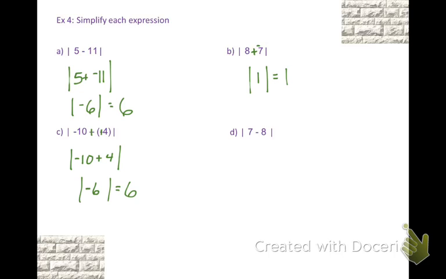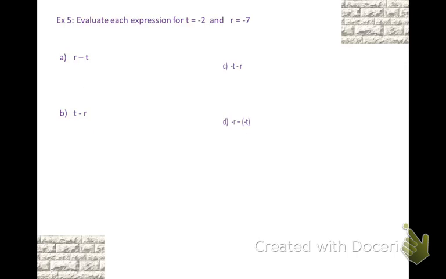D. 7 minus 8, so it's going to become 7 plus negative 8. Again, they're opposite signs. So it's going to be 8 minus 7 is 1. And 8 is bigger than 7, and it's got a negative, so it's going to be negative 1. And the absolute value of negative 1 is 1. Hopefully you understand that. Let's try the next one.